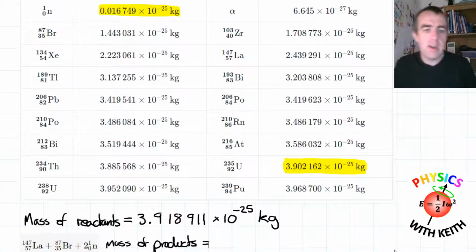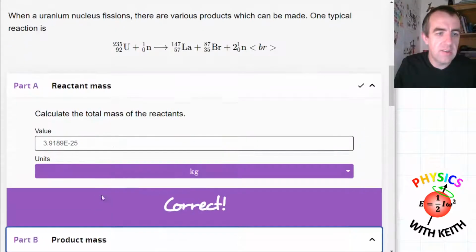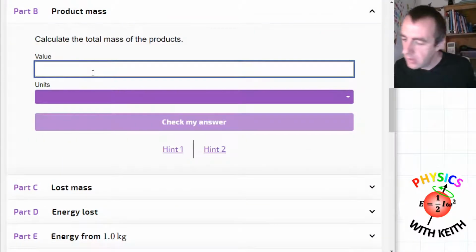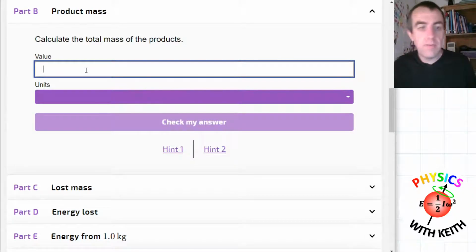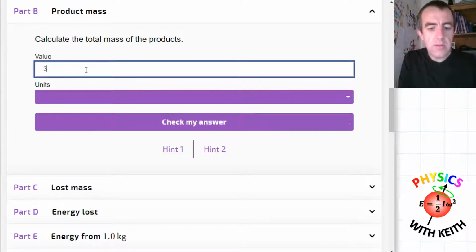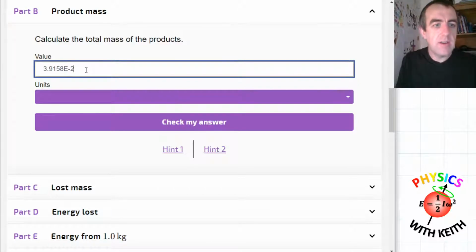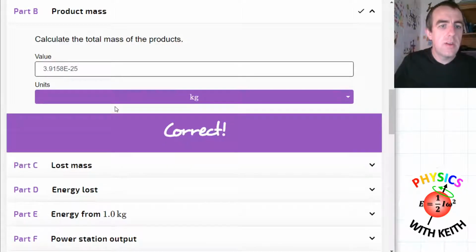So I'm going to enter my answer first and see if I got it right. And then if I got it right, I'll write it down. Otherwise, I'm deleting stuff. So total mass of products is... Let's put this in display mode. Let's give myself a few more significant figures. Given our answers to 5 significant figures, remember. So 3.9158 E minus 25. Let's see if I've calculated that correctly. Kilograms. Correct. Okay.